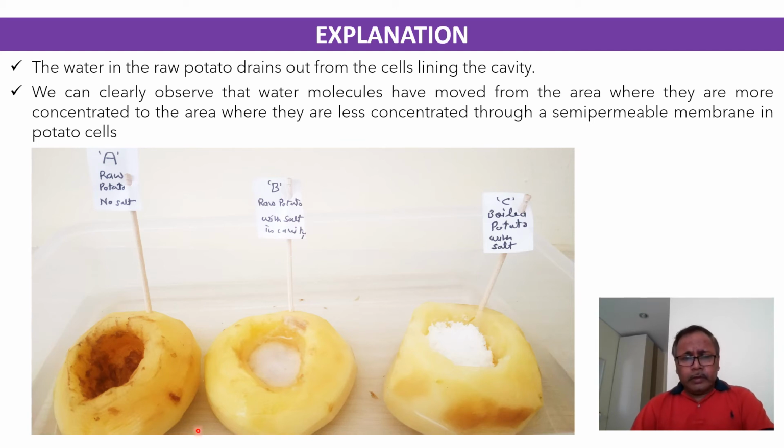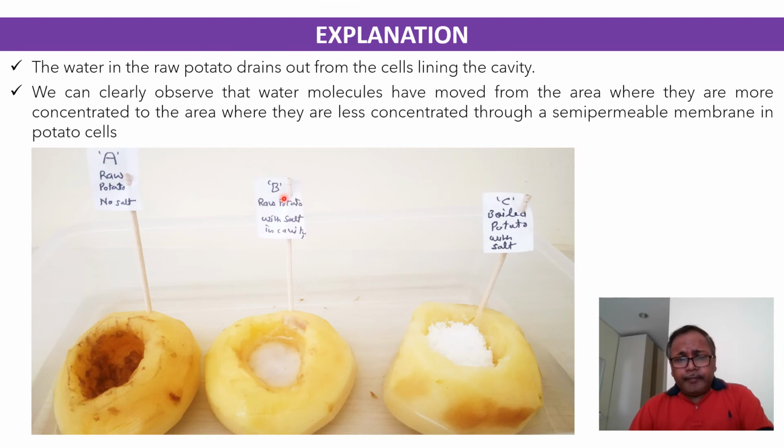Okay, so the concentration of the cells lining the potato cavity is the same, but in the tray the water has more water molecules with respect to the cells of the potato, so slowly the water molecules will move into the potato.